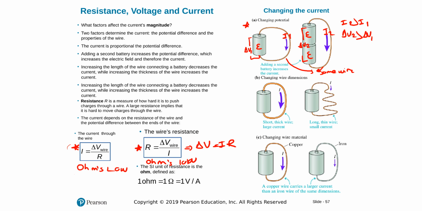Go ahead and review all the rest. In the second one, delta Vs are the same, but we have different wires. This is a thicker and shorter wire. It will have a different resistance than this wire here. It's a thinner and longer wire. Here we assume we have the same resistances, right?